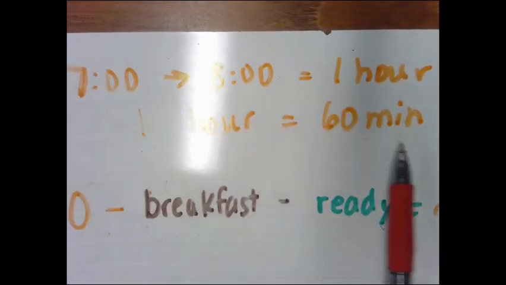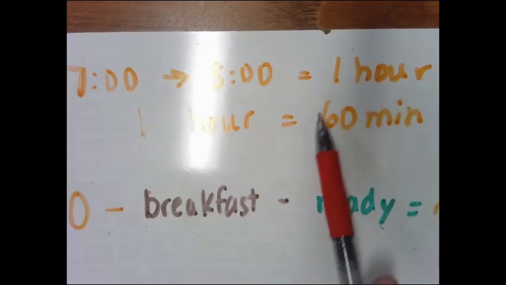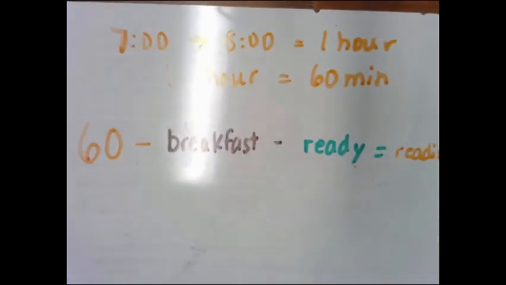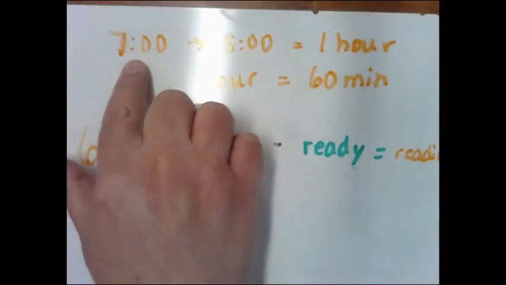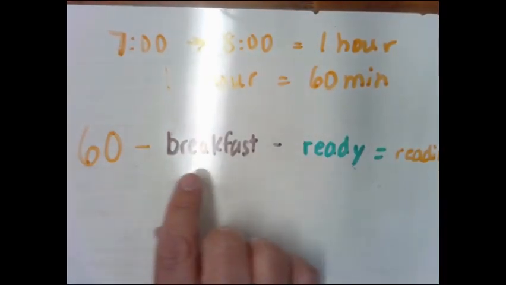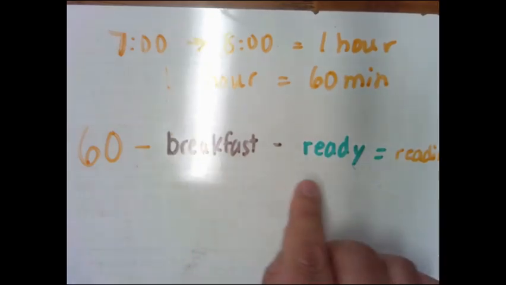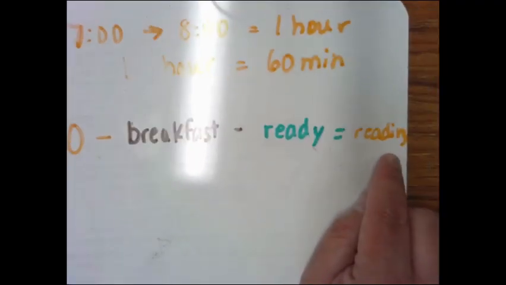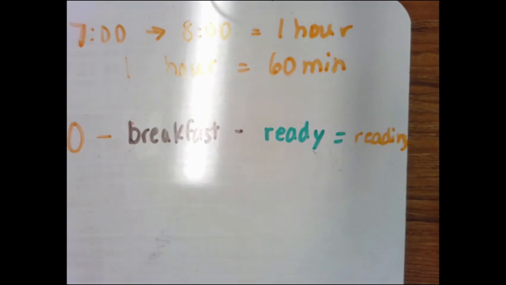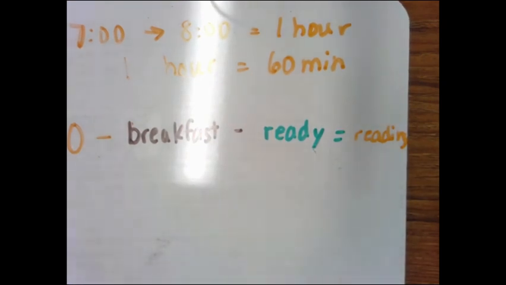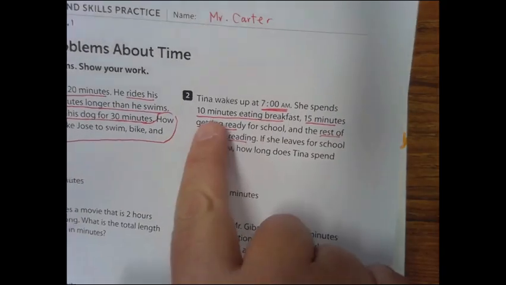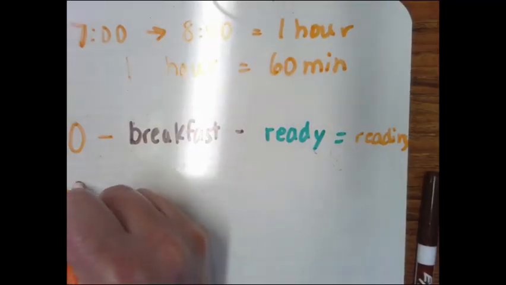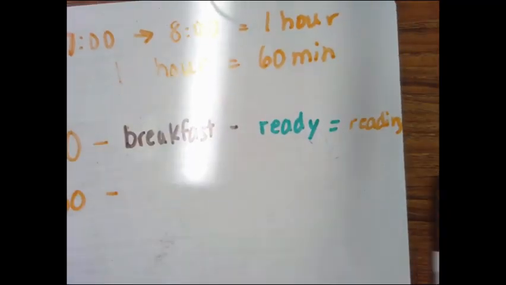All right, so what we need to now do is take that 60 minutes and subtract from it the things that she does. She has 60 minutes total between when she gets up and goes to school. Now, we have to subtract how long she takes to eat breakfast, and then subtract how long it takes her to get ready. And that'll leave you with how many minutes she reads. So again, for breakfast, go back to the problem, it takes her 10 minutes to eat breakfast. So we're going to take 60 minutes total and subtract 10 minutes for breakfast.